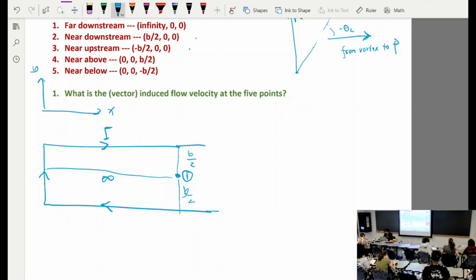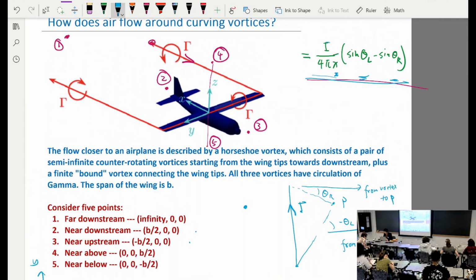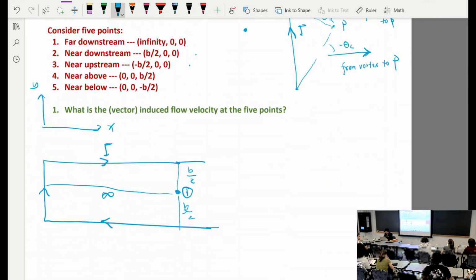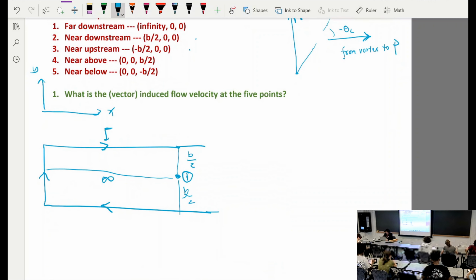And when we're considering these two vortices, as we did in the last semester, we have the two angles, one being 90 degrees, one being minus 90 degrees. So as a result, the difference between these sine angles would be 2. And that 2 cancels with this 4 pi x to get us 2 pi x. So we get the same formula as the infinitely long vortex, which here it is essentially, right? Because from the point of view of point 1, this vortex extends infinitely backwards and pretty much infinitely forward also. So the effect is okay.